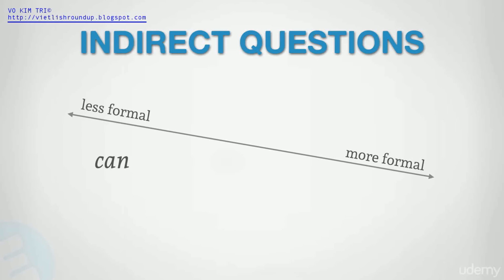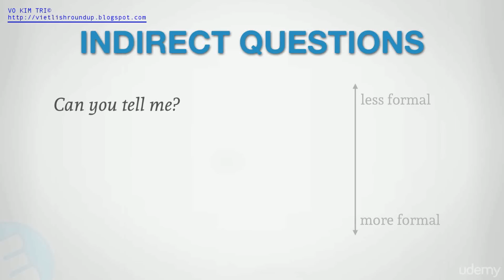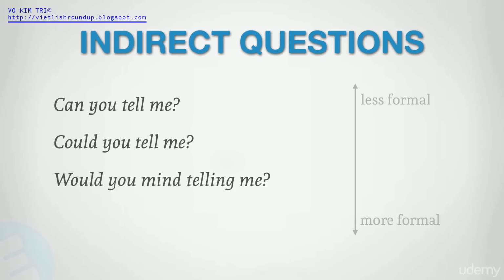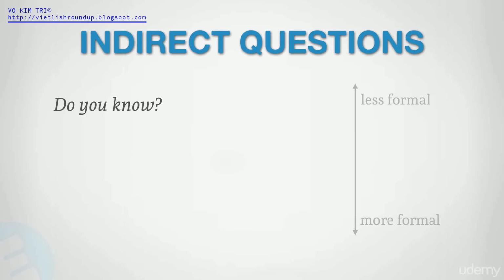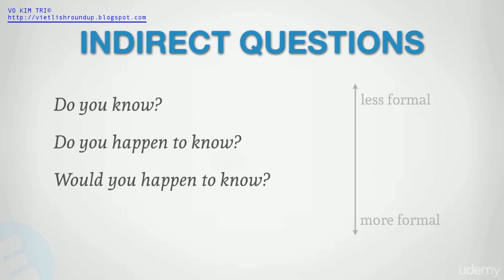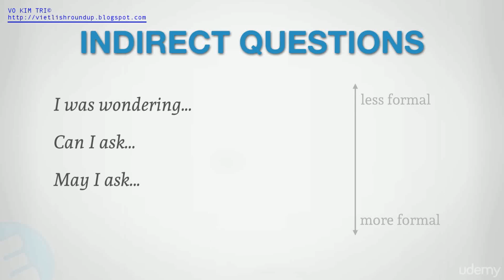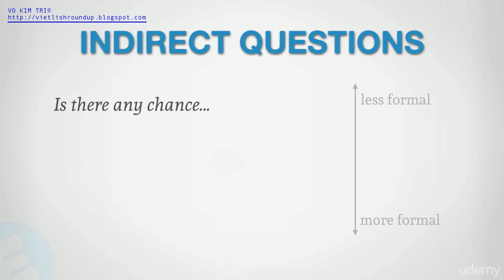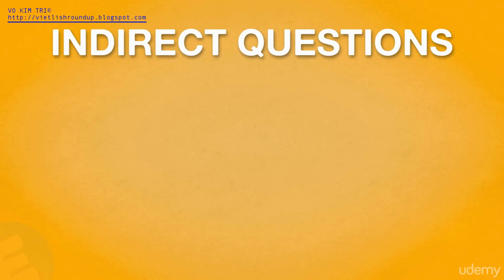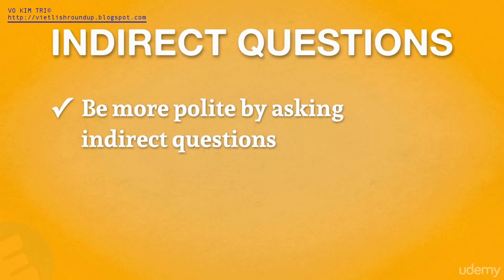Remember that "can" is usually a little less formal than "could," and "would" is typically more formal than "could." Can you tell me? Could you tell me? Would you mind telling me? Do you know? Do you happen to know? Would you happen to know? Do you have any idea? Have you any idea? I was wondering. Can I ask? May I ask? I'd like to know. Is there any chance? Would it be possible? The rule is, be more polite by asking indirect questions.